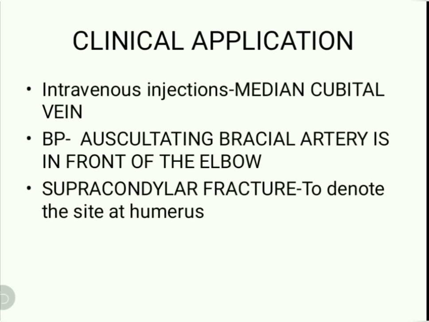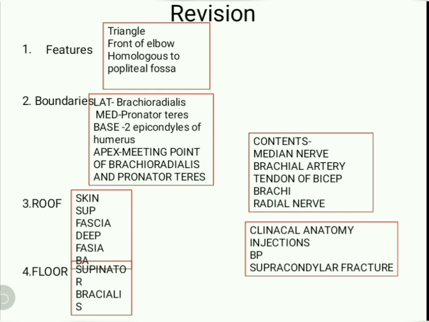Now the third point is the supracondylar fracture. If we know the anatomy of the cubital fossa, we can find out the site of the humerus fracture or supracondylar fracture. So it is very important to know about the clinical anatomy of the cubital fossa. Now let's revise quickly.